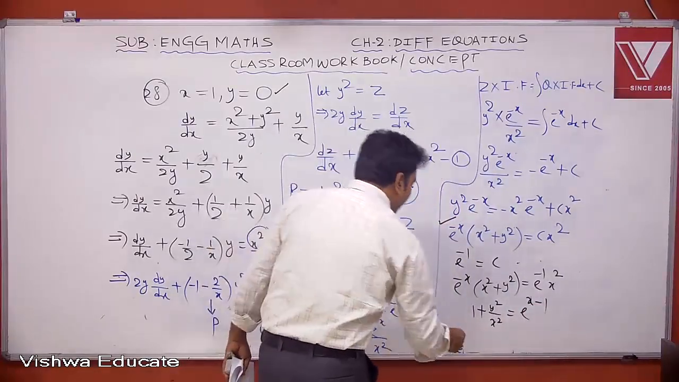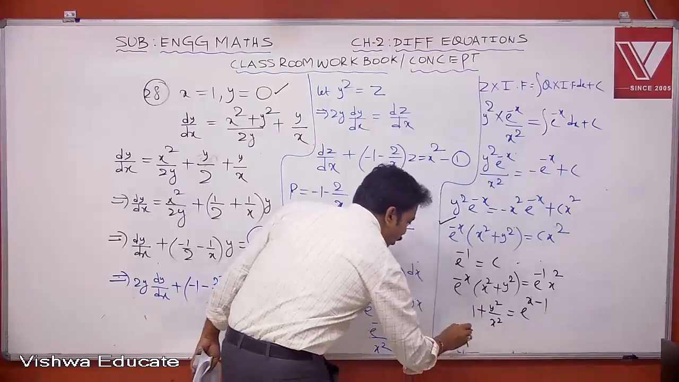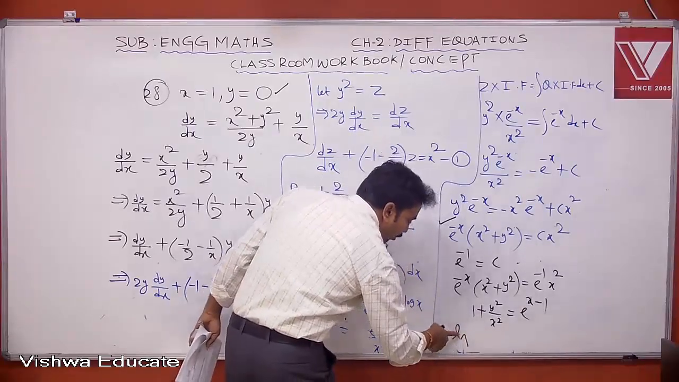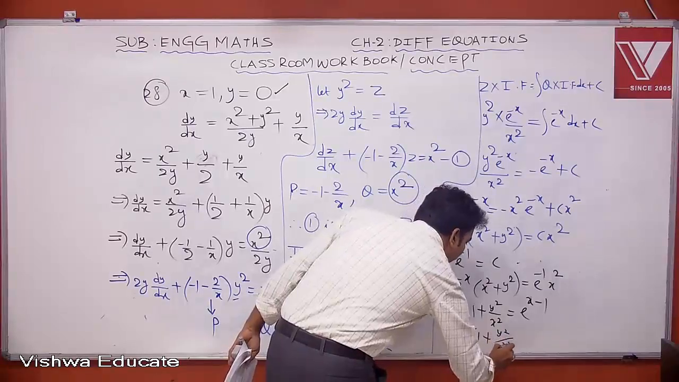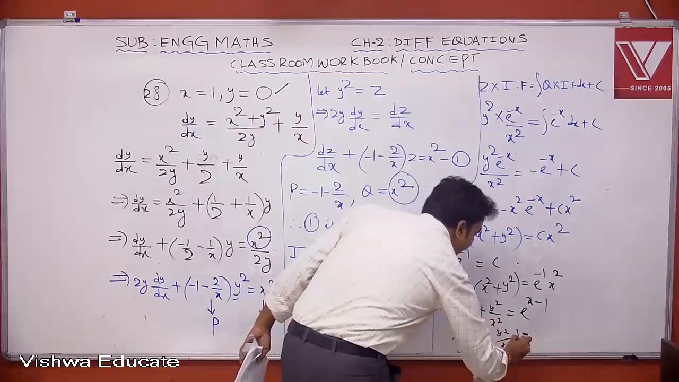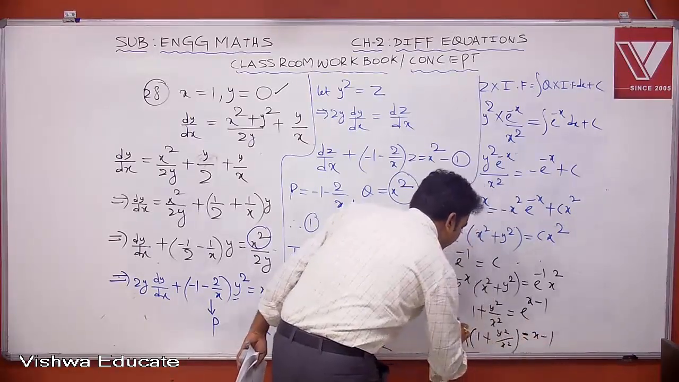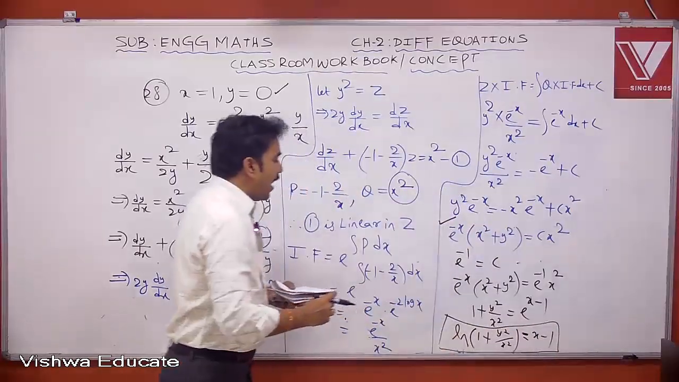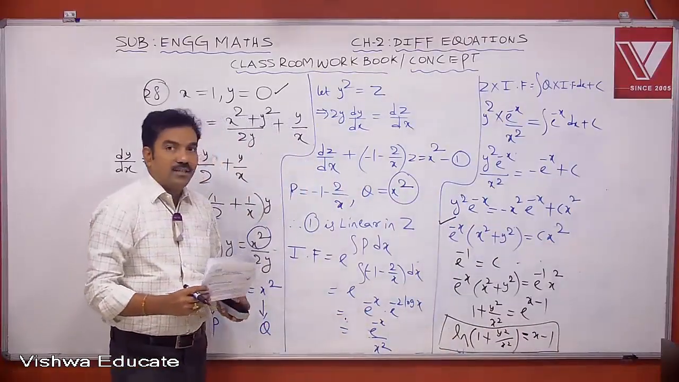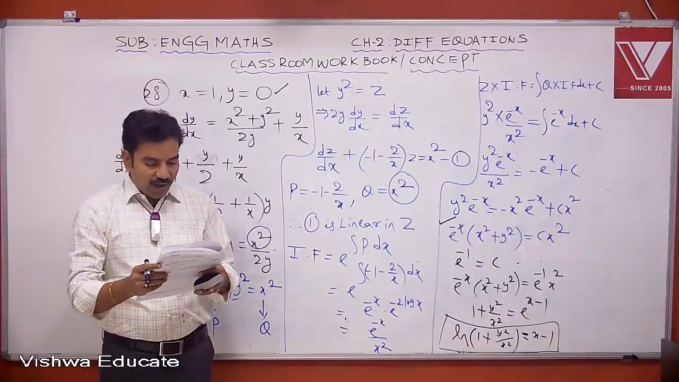Now apply logarithm on both sides, that means natural logarithm, log with base e. So this is ln of 1 plus y square by x square equal to ln of this, we will get x minus 1. Therefore the final particular solution is ln of 1 plus y square by x square equal to x minus 1.